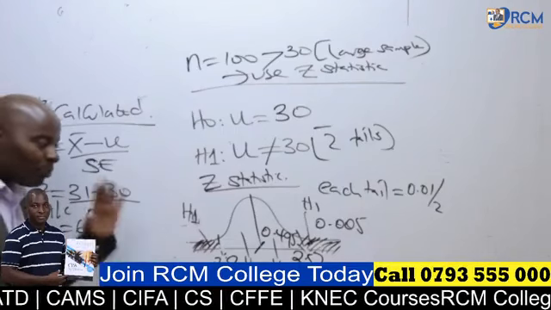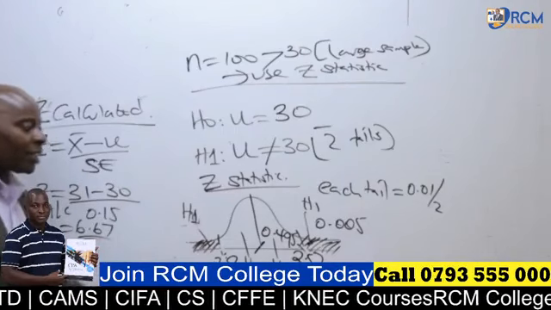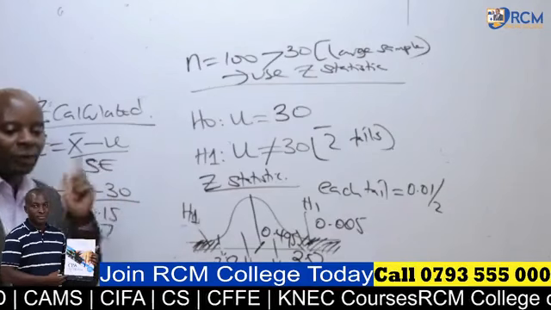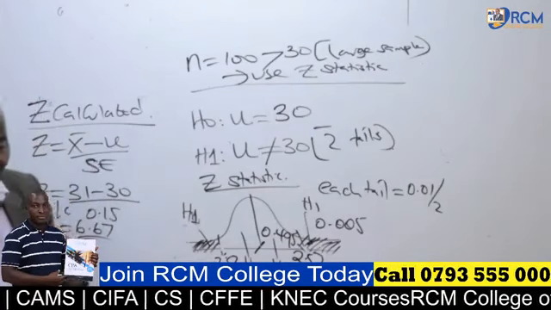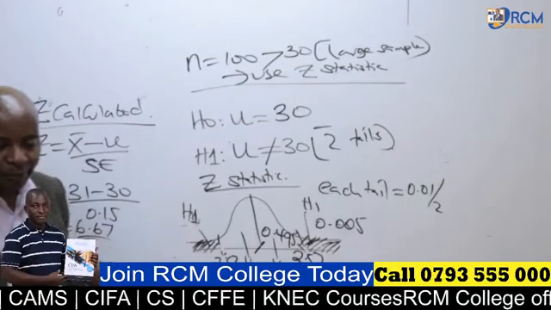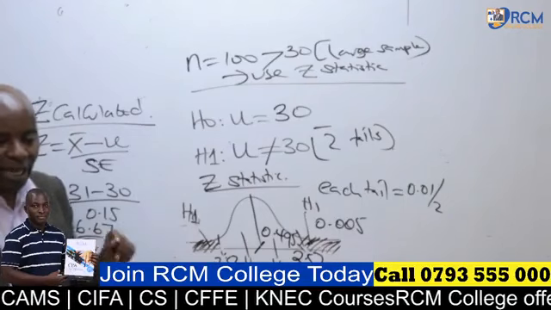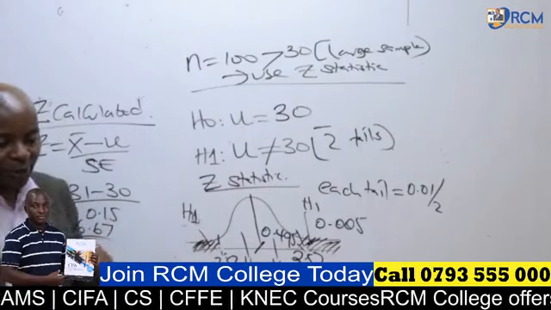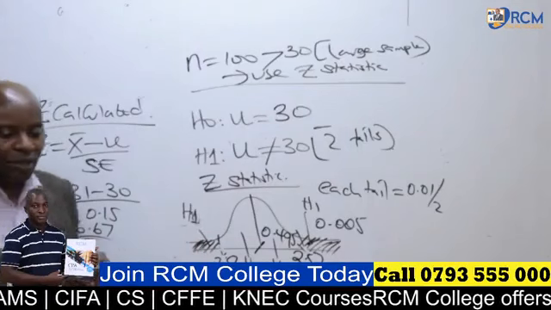The most important thing is for you to tell us that this 6.67 falls in a shaded area, meaning that we shall accept which one? Meaning that we shall accept H1. Thank you very much. We shall accept H1.